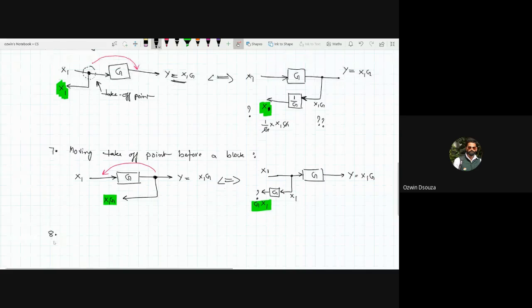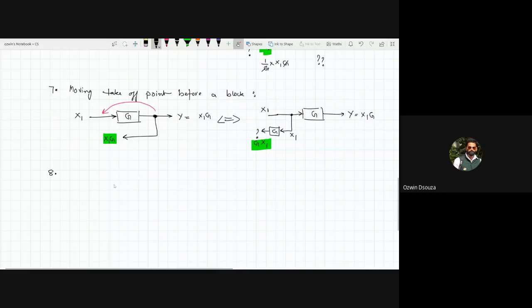So the eighth rule is about interchanging the summing point. It is not necessary that rule 8 should be the interchanging of summing points. You can mix it up, no problem. So this seventh rule could be your rule number 1, and so on. It doesn't matter. Just make sure that all the rules are incorporated while writing the answer. So rule 8 is interchanging summing point.